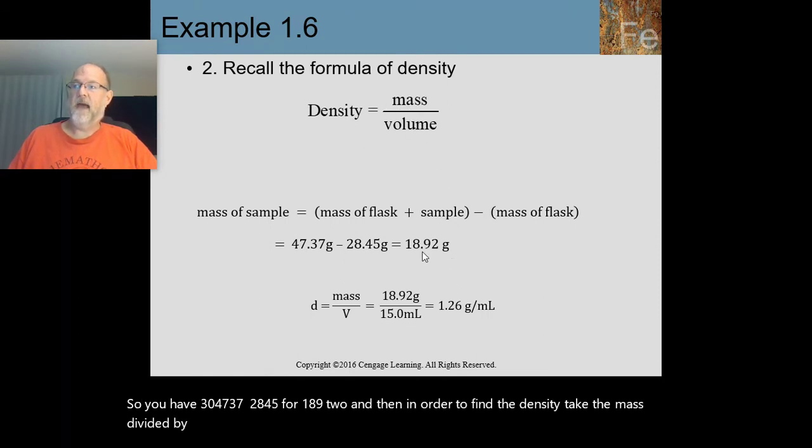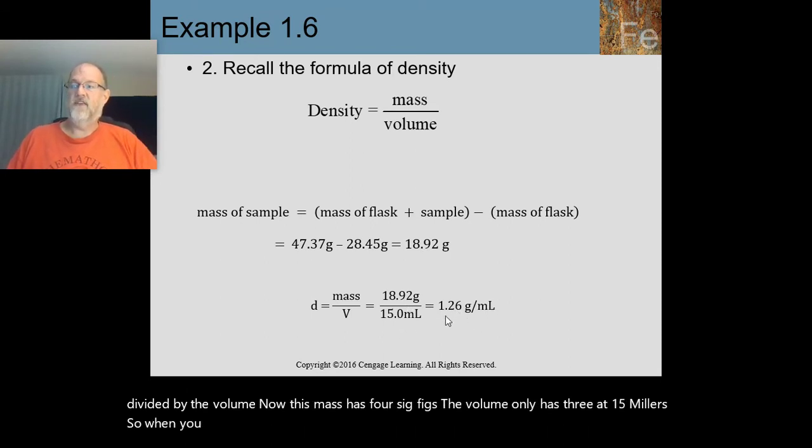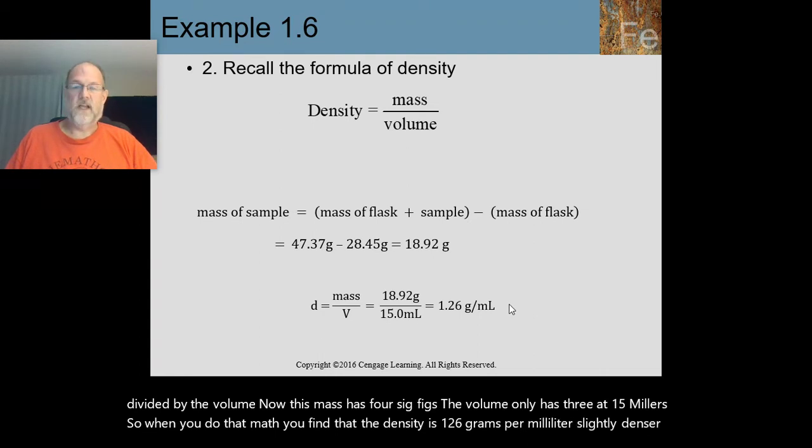Now this mass has 4 sig figs. The volume only has 3 at 15 milliliters. So when you do that math, you find that the density is 1.26 grams per milliliter. Slightly denser than water.